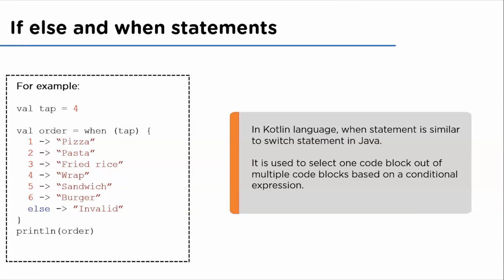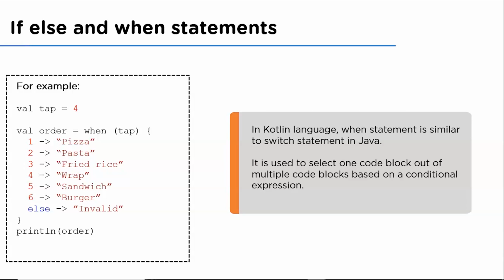When statements in Kotlin is similar to switch statement in Java. When statement is used to select one code block from the multiple code blocks based on a conditional expression. The code block which satisfies the condition is executed. For example, as you can see, the value 4 is assigned to the variable tab. Now, whichsoever value matches with the value of tab, that particular code block will execute.